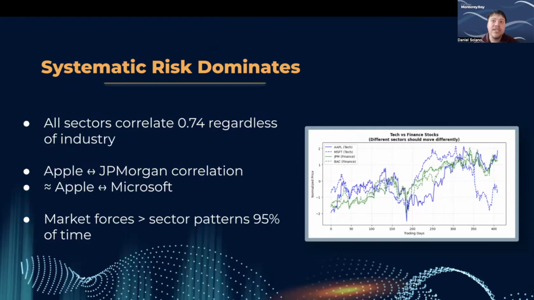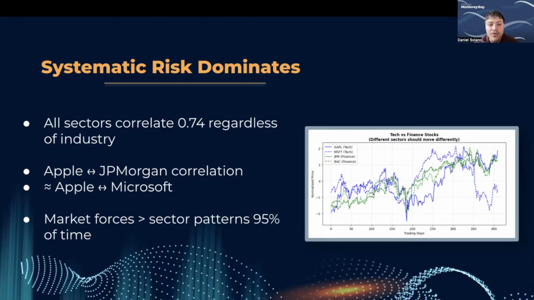So, systematic risk dominates was one of our major findings. We found that all sectors correlate at about 0.74 regardless of the industry. Systematic risk is a market-wide risk that affects all stocks at once. Think about economic news, interest rates, or a global event pulling everything in the same direction. As you can see here, Apple correlates with JP Morgan just as strongly as it correlates with Microsoft.